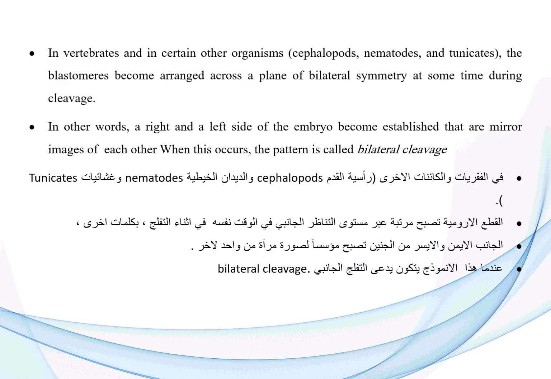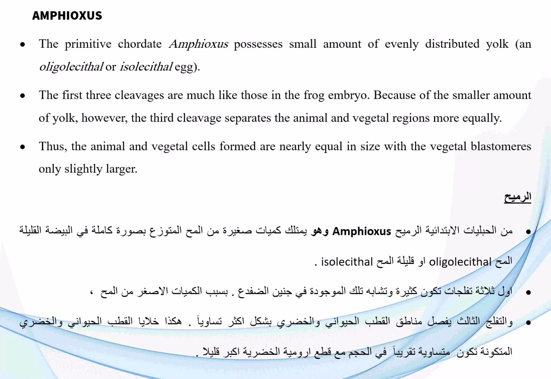It's a primitive chordate, and it also has total cleavage, like the frog. The first few divisions look pretty similar, actually. But the yolk situation is different. Very different. Amphioxus has only a small amount of yolk, and crucially, it's distributed pretty evenly throughout the egg. We call that oligolecithal, or isolecithal. Oligo meaning little, iso meaning equal. So less yolk, and it's spread out. Yeah. How does that affect the third cleavage?